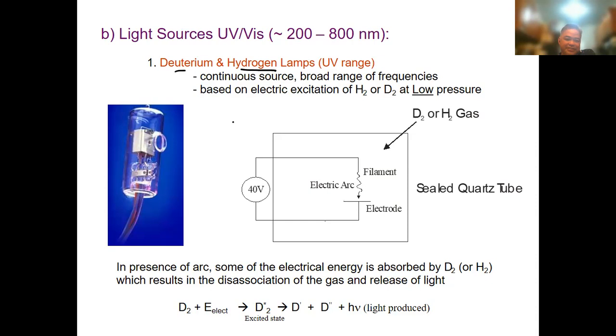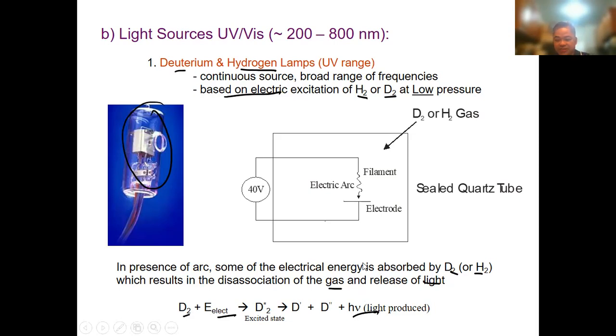And if you're going to look at this, it is based on the electric excitation of your hydrogen or deuterium at low pressure. So it looks like that one. In the presence of the arc, some of the electrical energy is absorbed by deuterium or hydrogen, which results in the dissociation of the gas and the release of the light. So that is the source of light. Okay? So there is electrical energy applied to the deuterium, so it gets excited, and in their excitement, what happens is you produce a light, and that becomes your light source in deuterium.